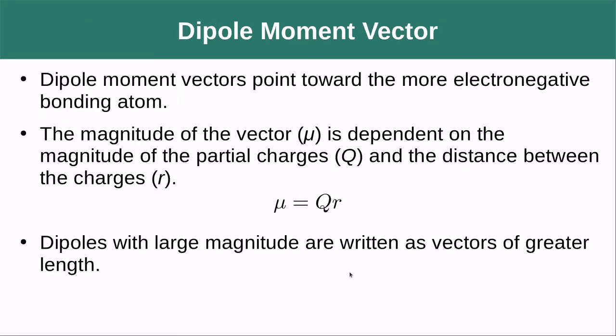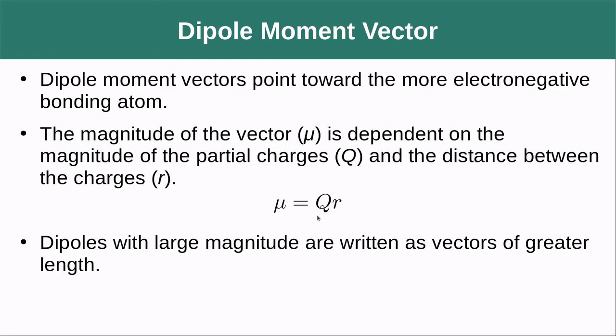Our dipole moment vectors are going to point towards the more electronegative bonding atom. The magnitude of the vector, given by mu, is dependent on the magnitude of the partial charges and the distance between the charges. So as the distance increases, the dipole moment is going to increase. We pull those two charges apart, inputting energy, which is going to yield a higher dipole moment. And when the partial charges are larger, we're going to get a higher dipole moment.